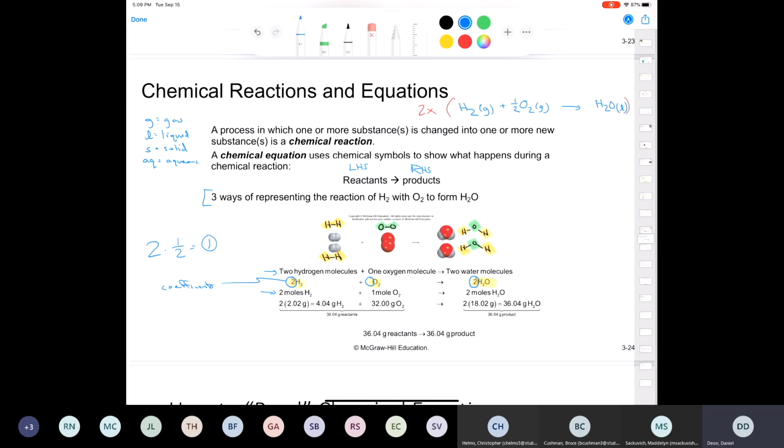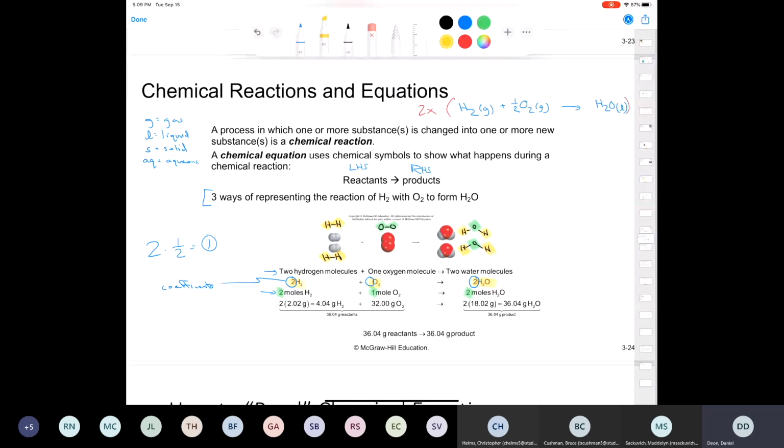And you'll hear me call them stoichiometric coefficients. What those really mean is that if you have 2 moles of hydrogen, it reacts with 1 mole of oxygen, and you form 2 moles of water. Now, does this reaction obey the law of conservation of mass?